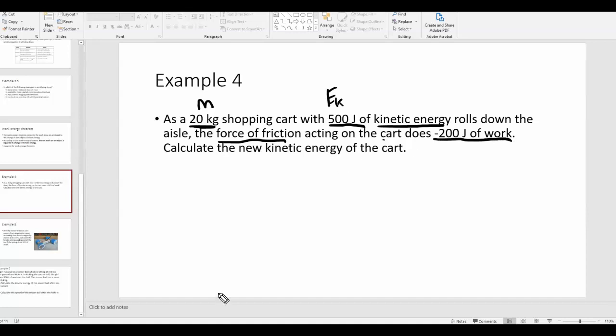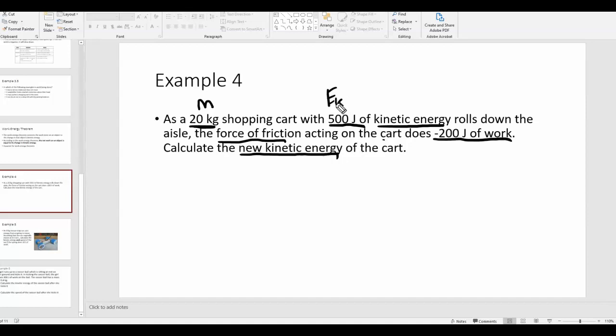Now this is a problem with the work energy theorem. It's asking us what is the new kinetic energy of the cart. Now this is an example of where if you understand the concept of work, this is a very easy problem. Okay, so I'm going to solve it using the work energy theorem, and then I'm going to show you how you could just solve it conceptually.